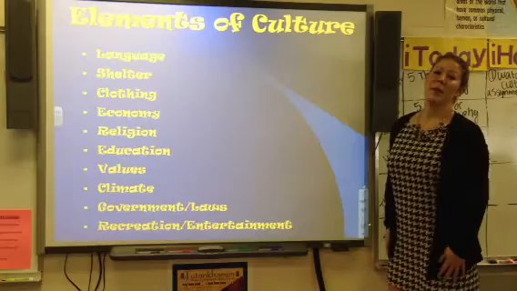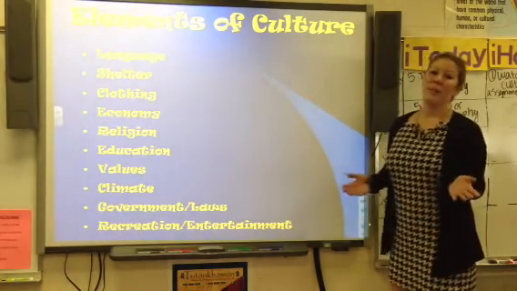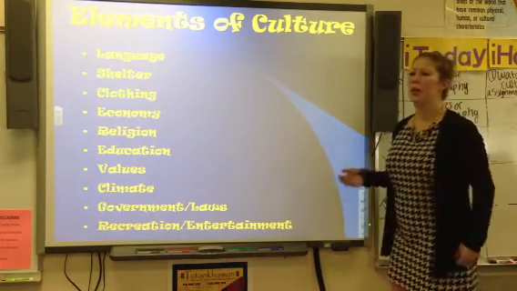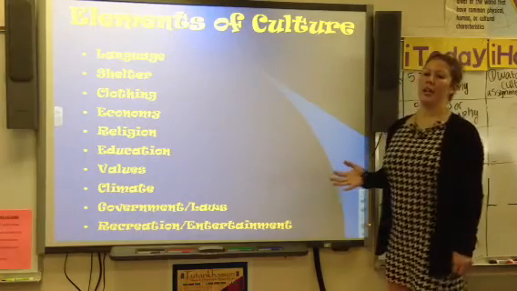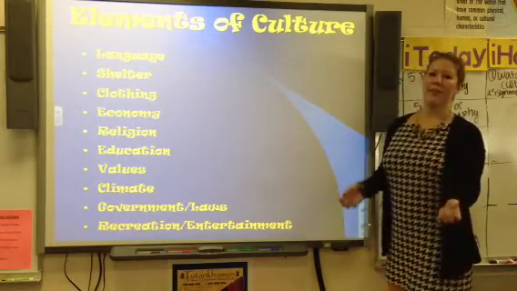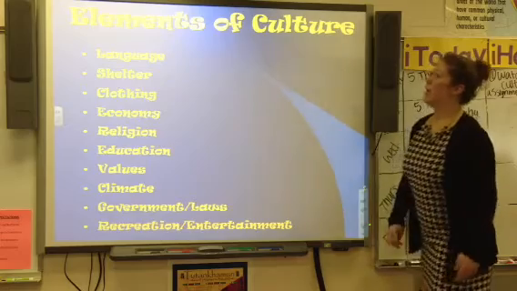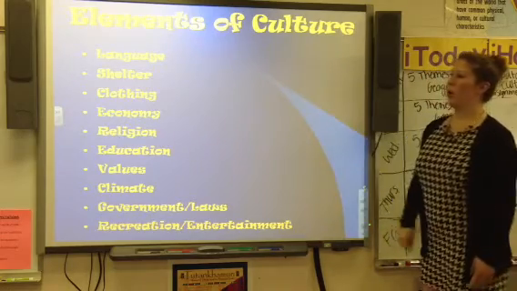This flip video is going to be about culture. We're going to be studying many different types of cultures this year in my class, so it's important that we understand what culture is when we're studying it. So culture is the way of life of a certain group of people. The elements of culture are listed right here below.